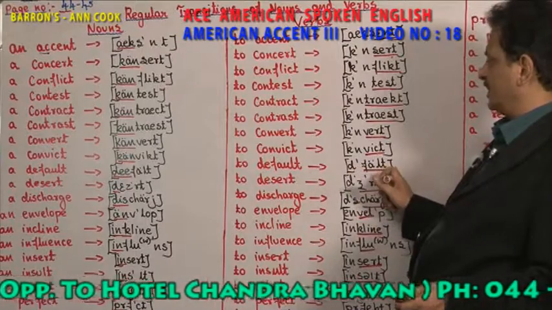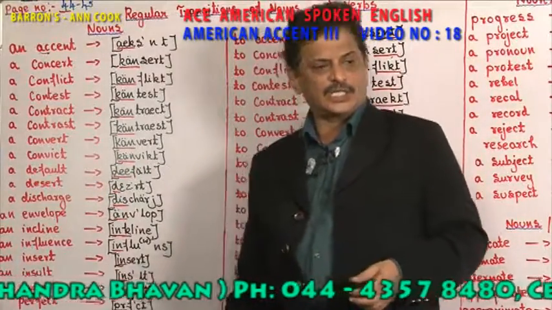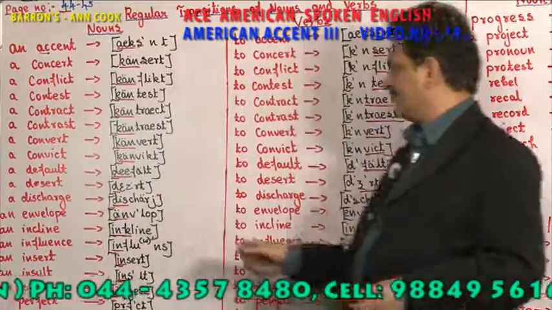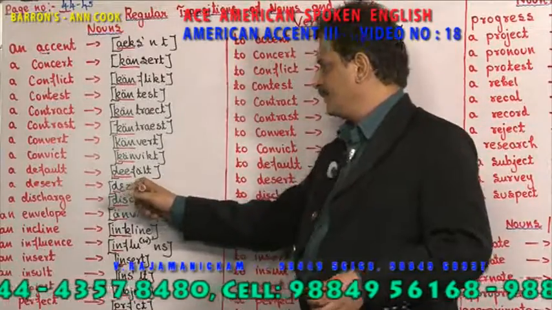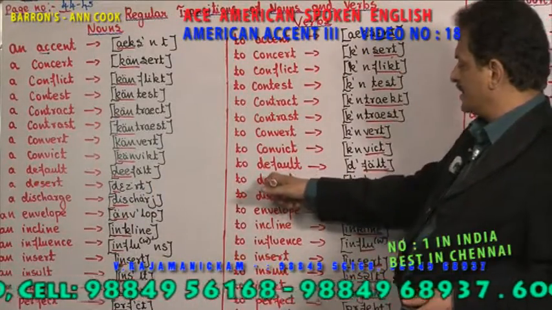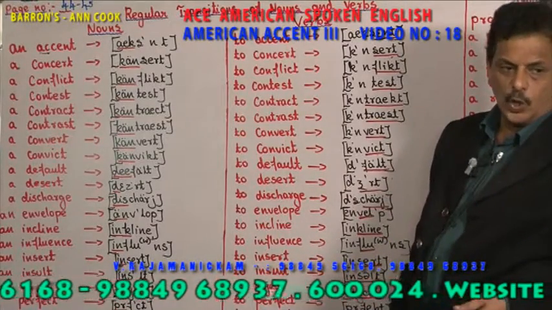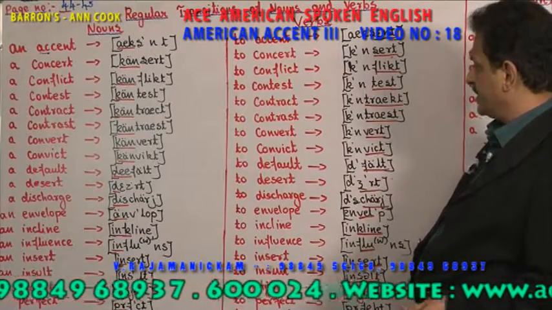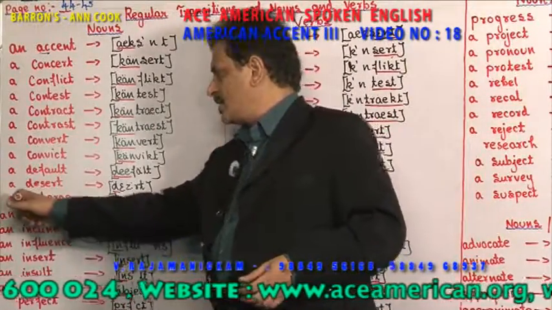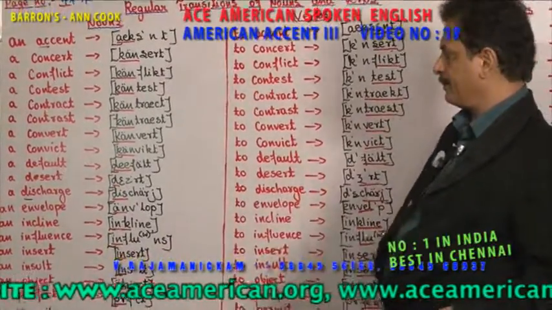To default. A desert. What do you mean by a desert? Rajasthan is a desert. You stress on de: desert. And here, to desert, you stress on cert. It means to leave them alone and get away. To desert. A discharge, you are stressing on dis. To discharge, to leave away.